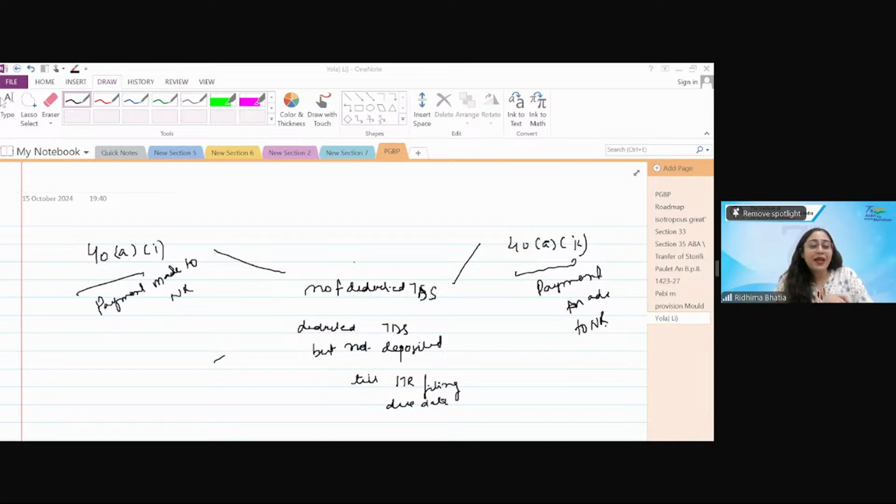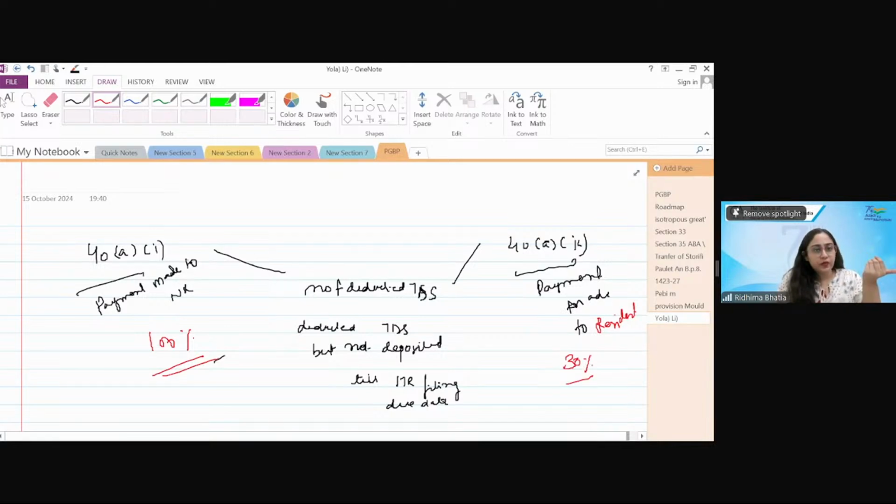Now the question comes, why two different sections? One is for payment made to a non-resident, and one is for payment made to other than non-resident, or payment made to a resident. The only difference between these two sections is the amount of disallowability. Here, 100% expenditure is disallowed. Here, 30% expenditure is disallowed.